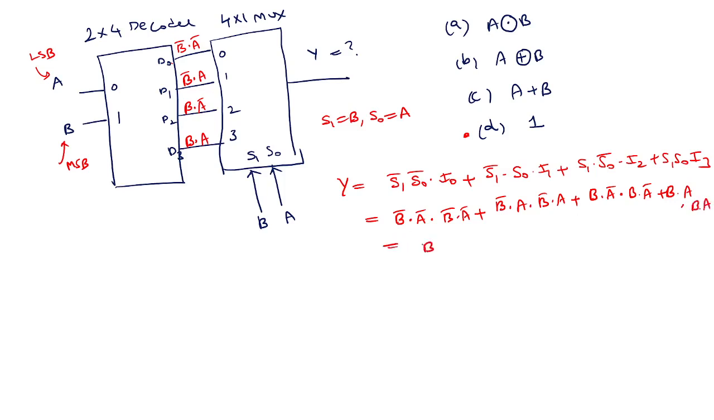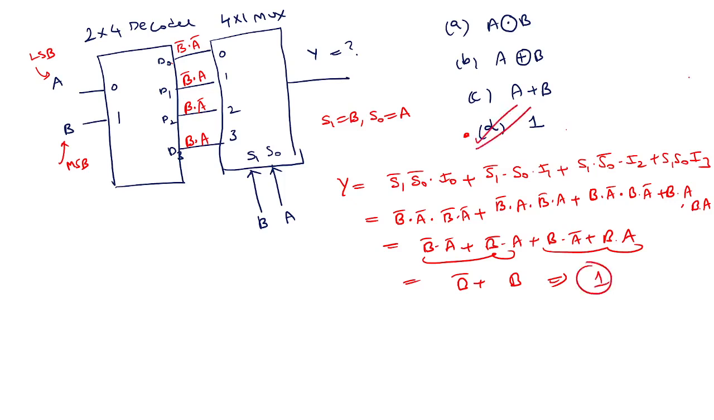Correct? So this is B complement A complement, B complement A, B A complement plus B A. Right? From these two, B complement plus B is 1. Option D is the right answer.